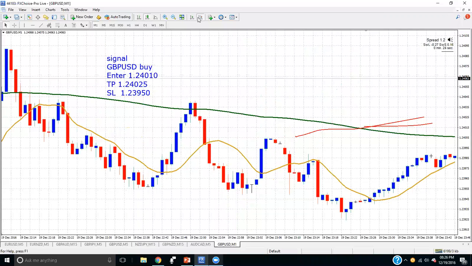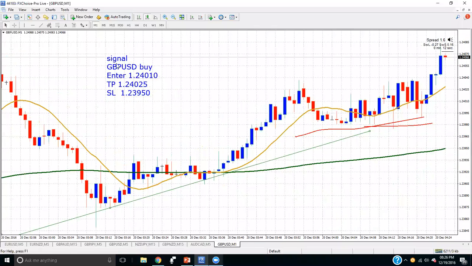Hey, what does that mean? That means I can go into a buy now. So I like my little loophole. And so now I would have been able to enter this trade and go into my buy, which was enter at 1.24010, which is right here. So we would have entered right here a while ago, but when I called that, it was down here. It wasn't here yet.